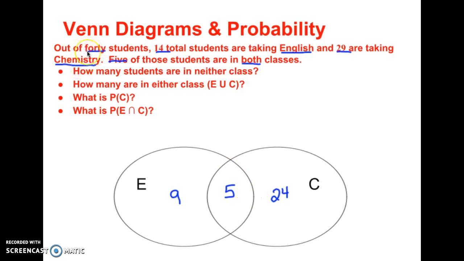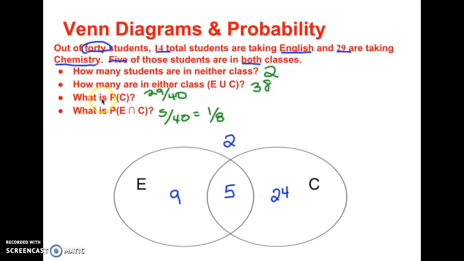Now, there's 40 students total. I have 38 of them accounted for. So that means there are 2 students that are not taking either of these classes. So I'm going to give you a second to answer these questions. All right, so how many students are in neither class? Well, that's the 2 that are left over after I've accounted for all of my other students. How many students are in either class? So in English or chemistry. Those are the 38 students that make up this part in here.